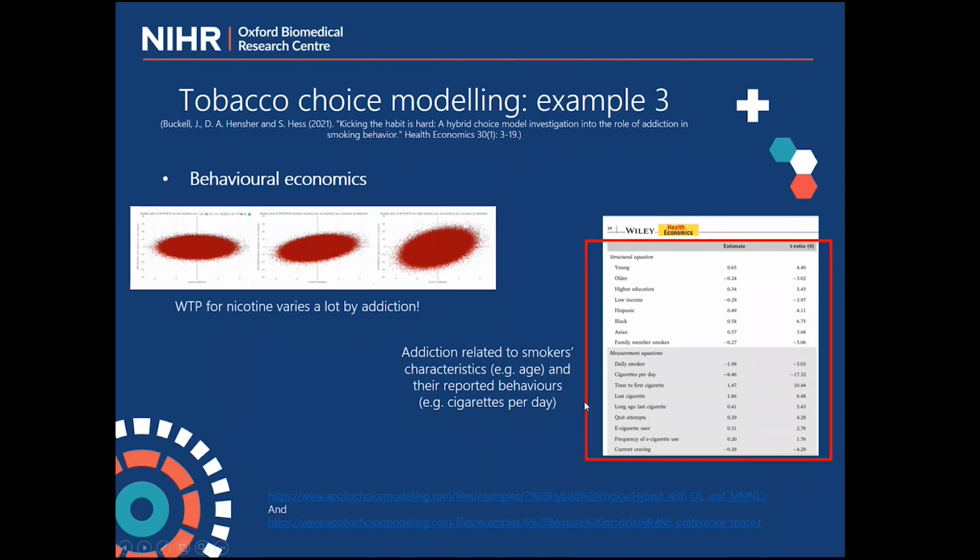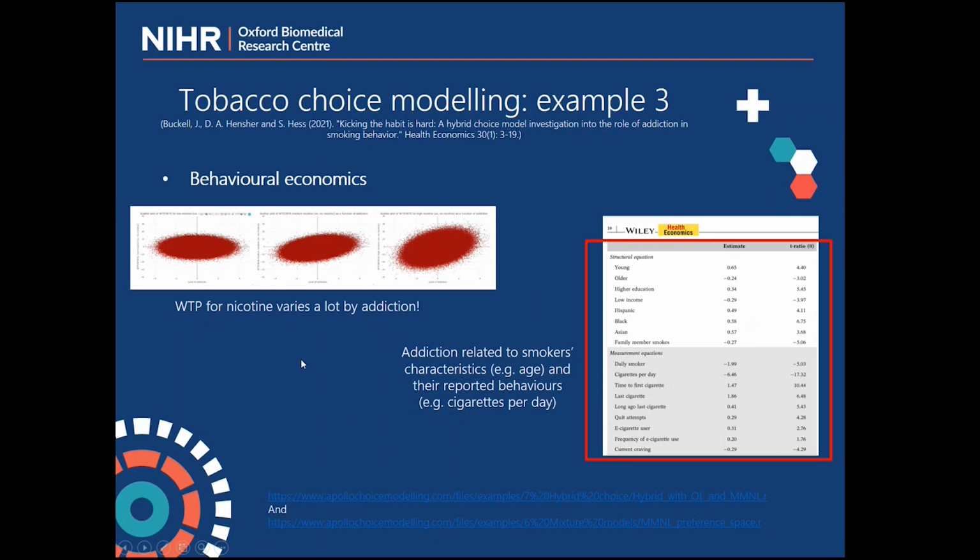And this is these things here. So whether or not they're a daily smoker and how many cigarettes they smoke per day and all that kind of stuff. And then from that, I can build up a variable of addiction. And then I can embed that addiction or interact it in my model for preference. I can see how preferences vary as a function of addiction. And with that, get a much more realistic picture of smokers' choice behavior.